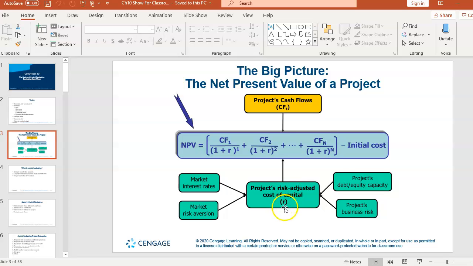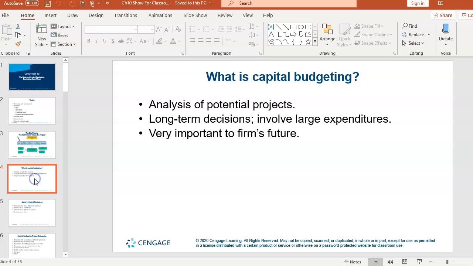What also impacts the R is the market rate of interest and market risk aversion. If we're in a booming economy, people take on more risk. In a recession, not as much risk. What's the debt to equity capacity of the project, and what's the risk of the project itself? All those things go into that little R number right there, which is the required return on that particular project. So present value of all future cash flows minus initial cost equals NPV.